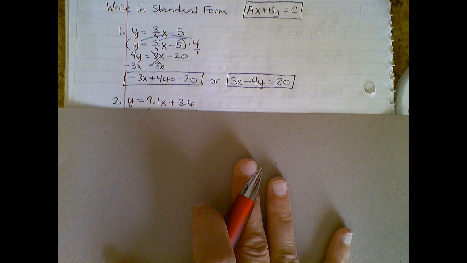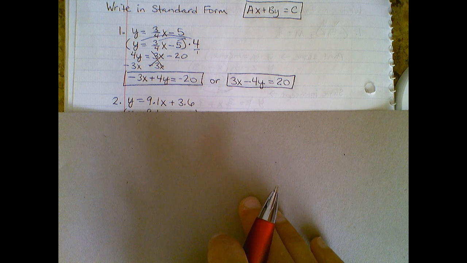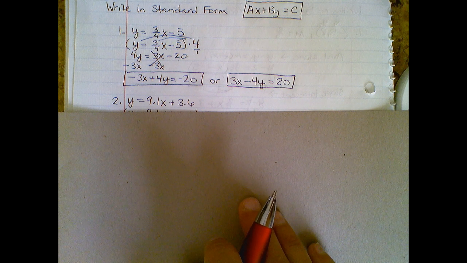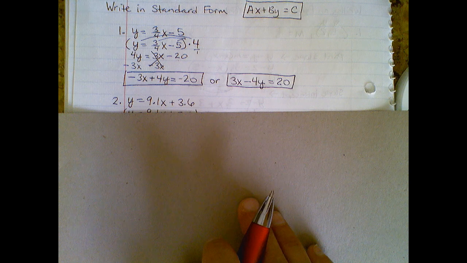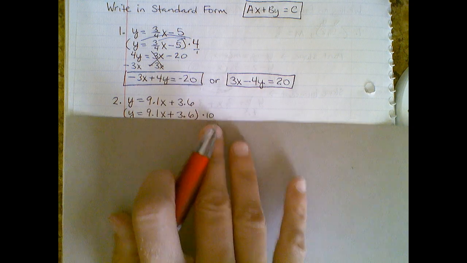Let's try another one. So this one has decimals. So again, we can't have fractions or decimals in standard form, so we're going to get rid of those first. So anytime that you have a decimal, to move that decimal over one place to the right, we just multiply by 10. Okay, if you need to move it over 2 places to the right, you're going to multiply by 100. So for this one, we need to move the decimal over one place. So we're going to multiply everything by 10.